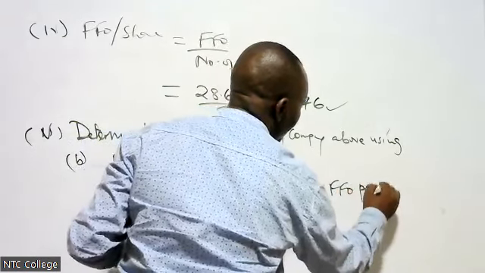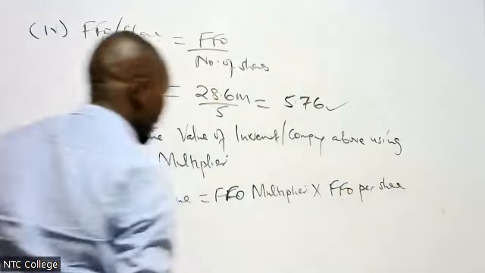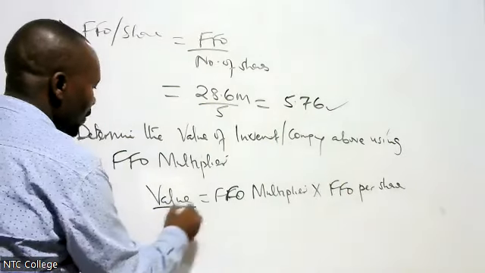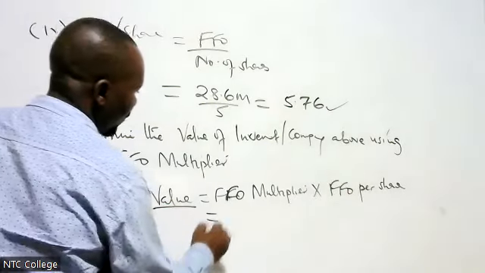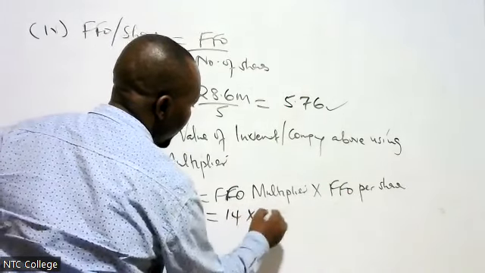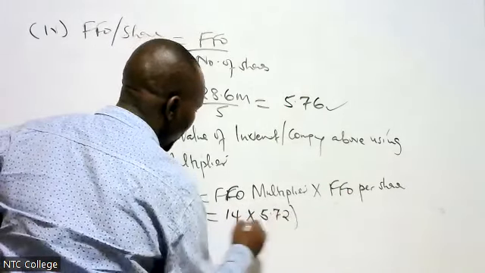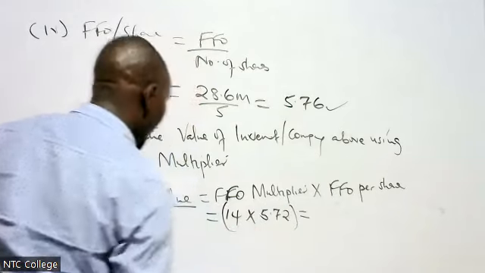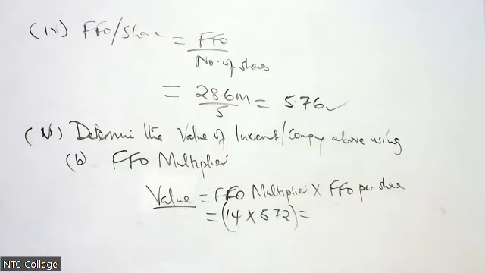FFO per share. So that is going to be the value per share. So we have multiplied by 14. Here, FFO per share was 5.72. Whatever you're going to get here is going to be the value for one share. What is it?